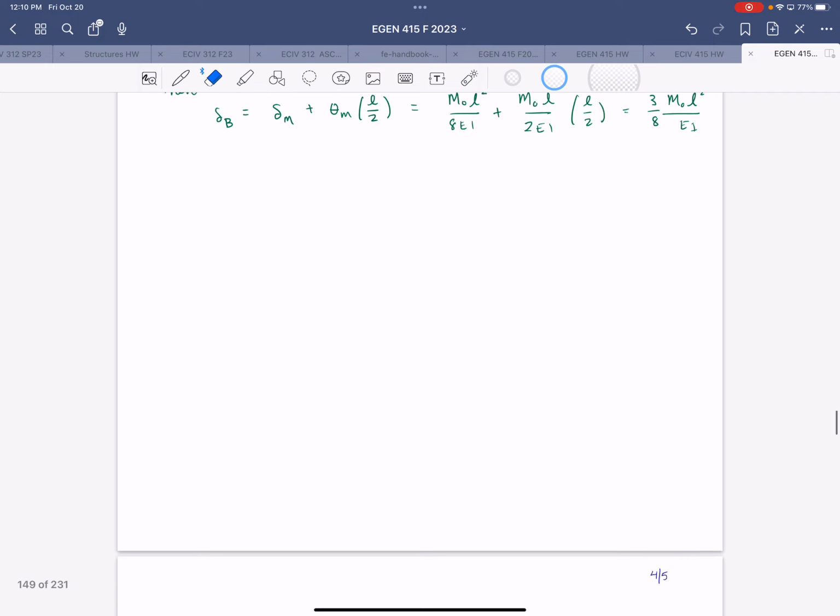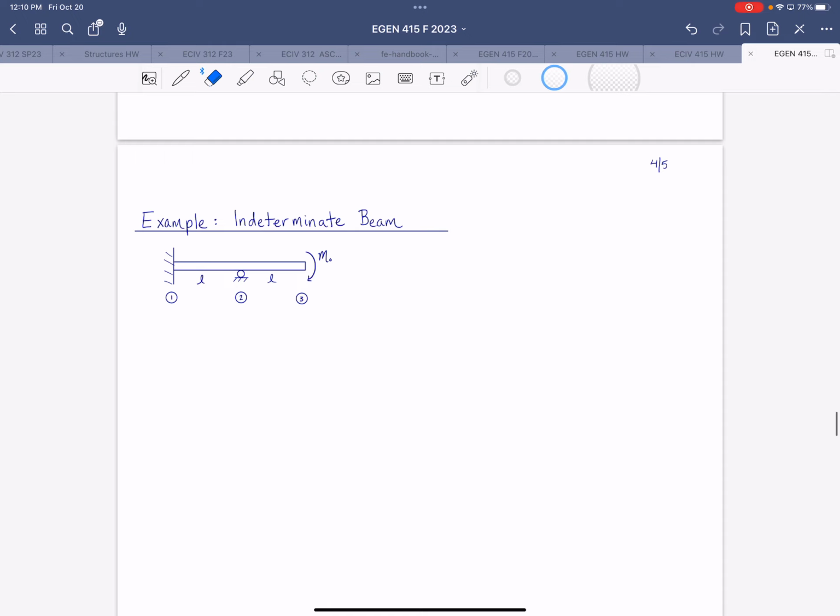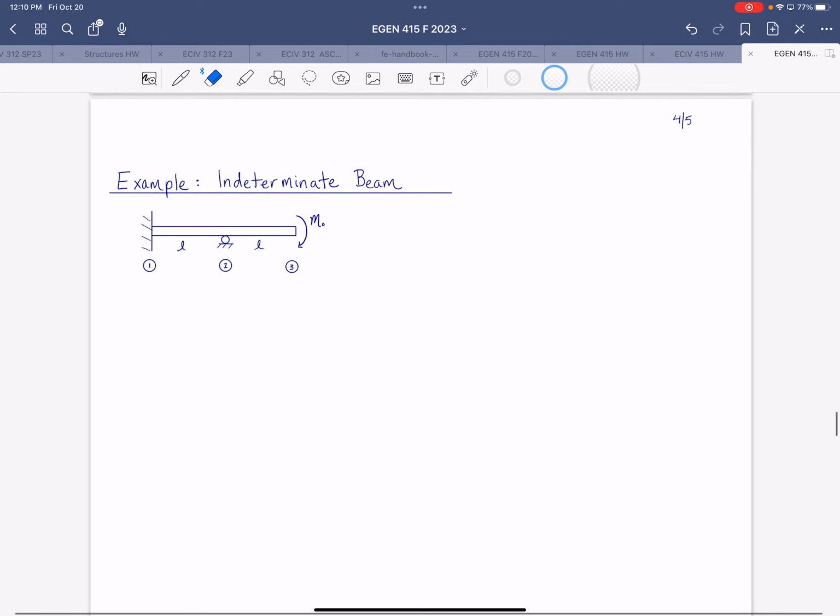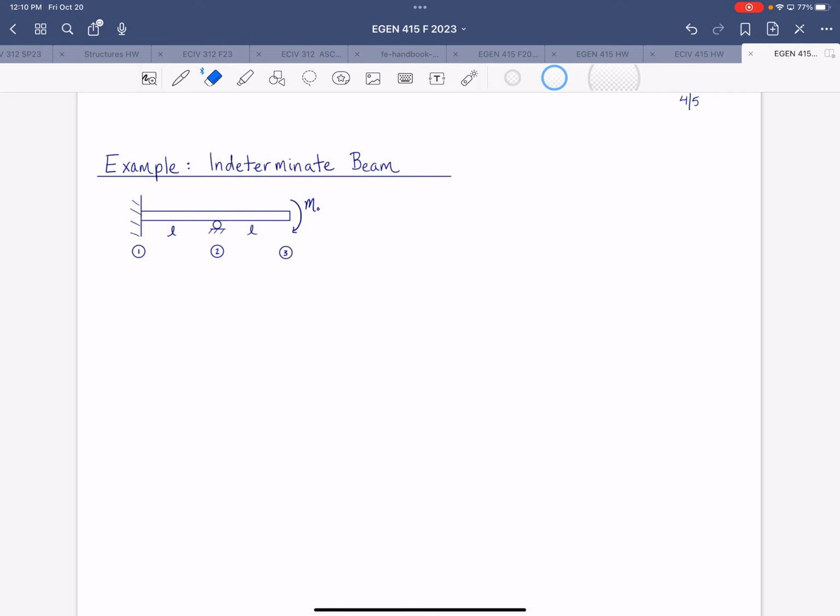I think so. All right, so now we're going to look at an indeterminate beam, and I'll show you how to apply this method for solving for indeterminate beam reactions. So this beam here is indeterminate by 1 degree. Let's say we want to find the deflection at the free end, and we'll say the goal is to find delta 3.